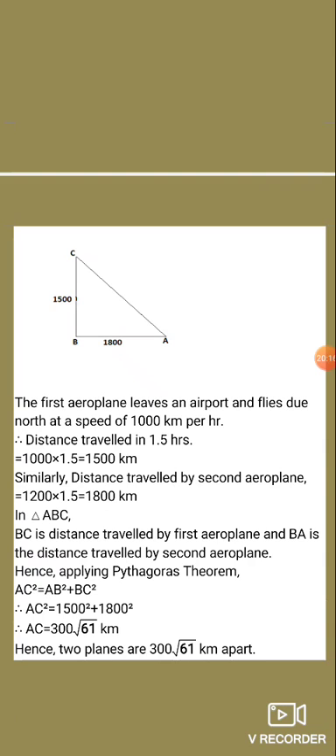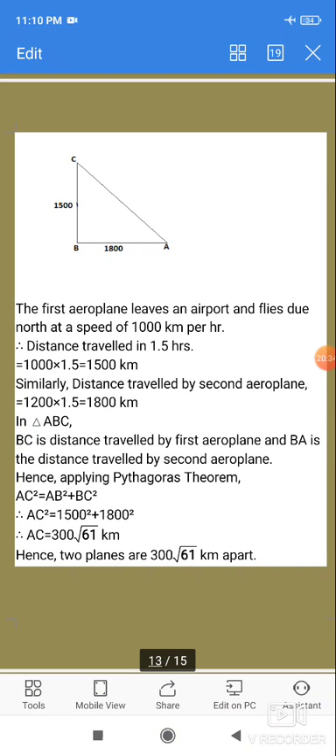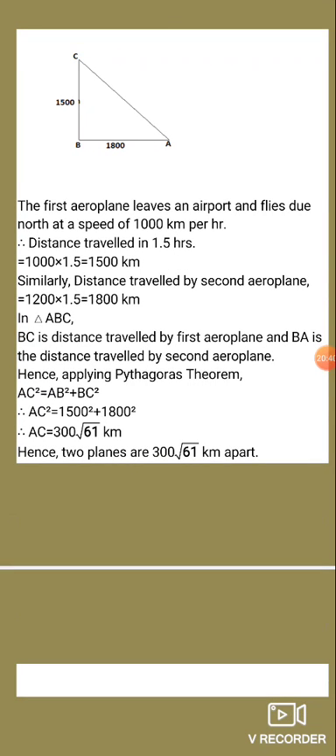Now in triangle ABC, BC is the distance traveled by the first aeroplane and BA is the distance traveled by the second aeroplane. Hence, applying Pythagoras theorem, AC square is equal to AB square plus BC square. That is 1500 square plus 1800 square. Now first take the square, then add it. Hence, the two planes are at a distance of 300 root 61 kilometers.